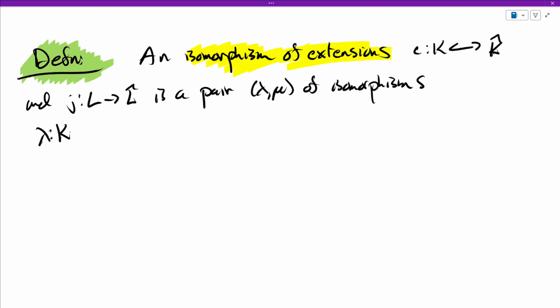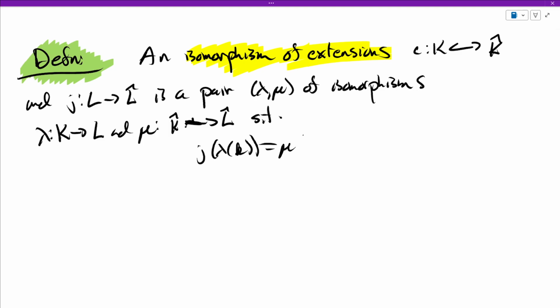is a pair of isomorphisms, lambda from k to L and mu from k hat to L hat, such that j after lambda of k is mu after iota of k for all k in k.